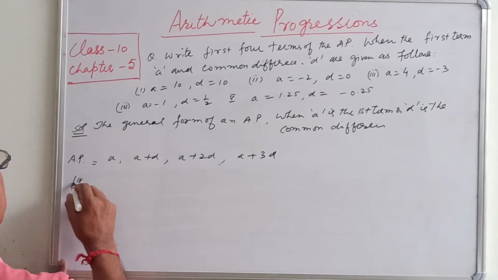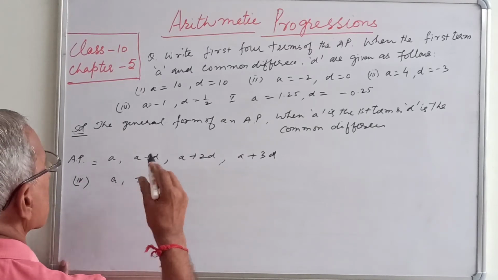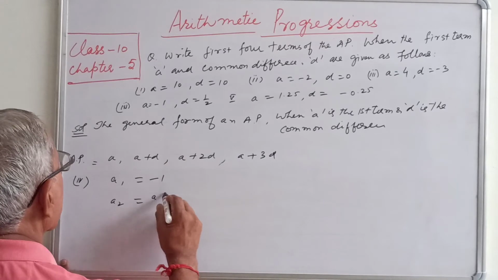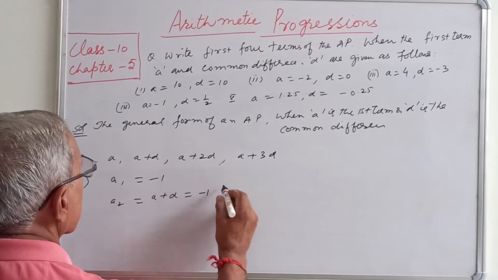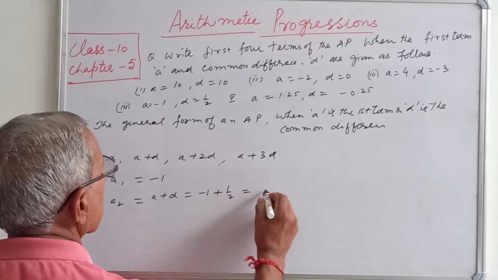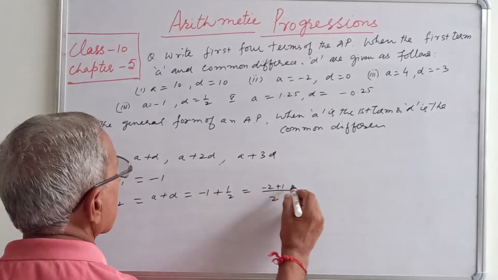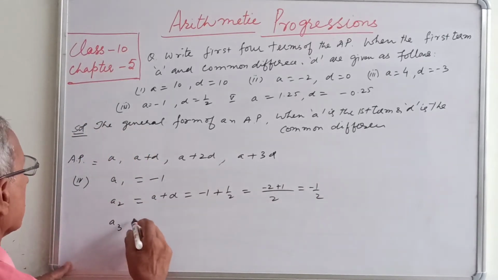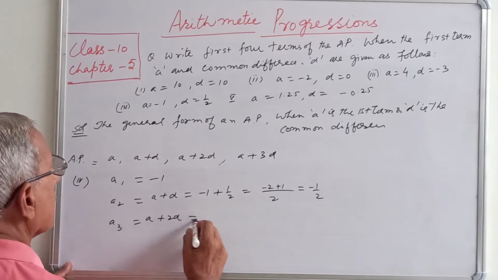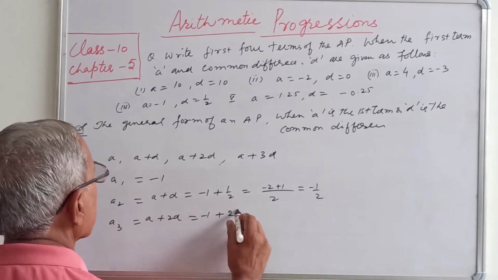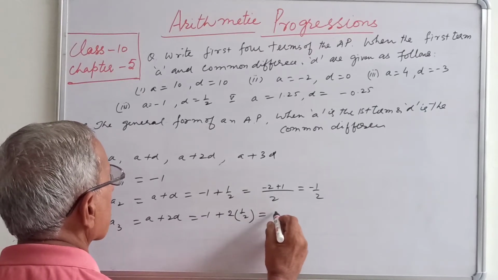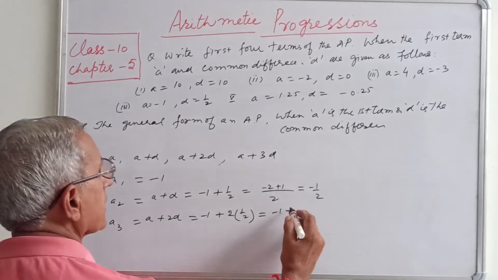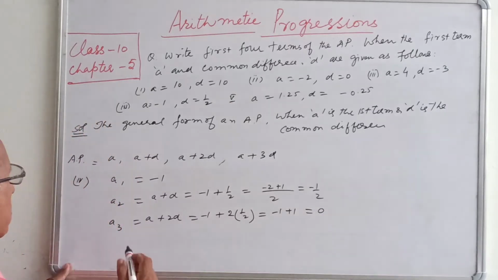Fourth part, A1 is equal to minus 1. A2 is a plus d, so minus 1 plus 1 upon 2, so LCM is 2, so minus 2 plus 1, that is minus 1 upon 2. A3 is a plus 2d, so minus 1 plus 2 into 1 upon 2, so minus 1 and this will cancel, plus 1, that is 0.